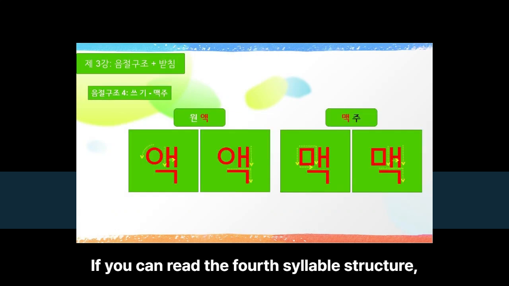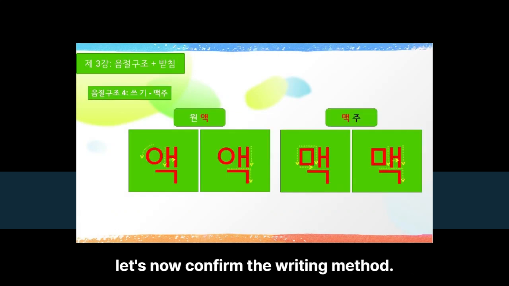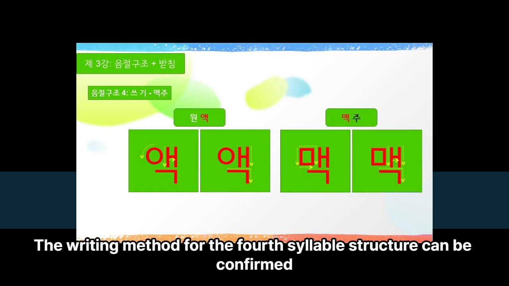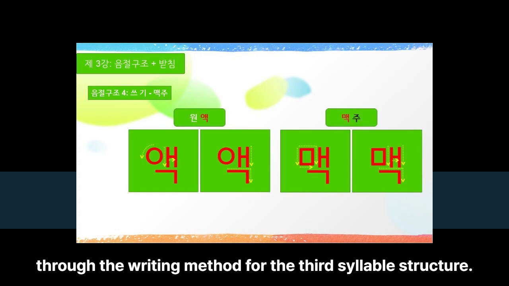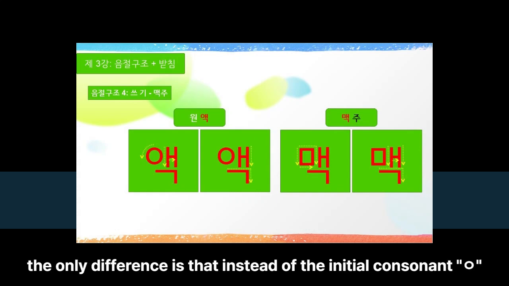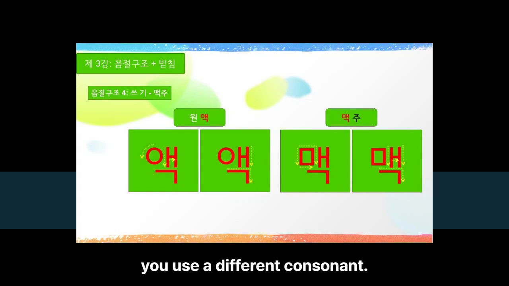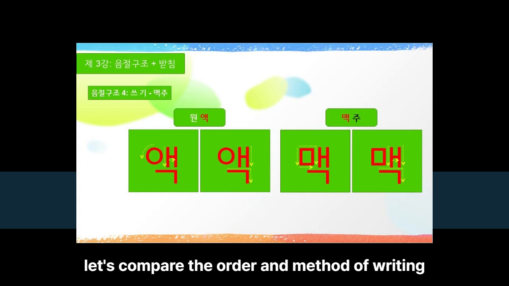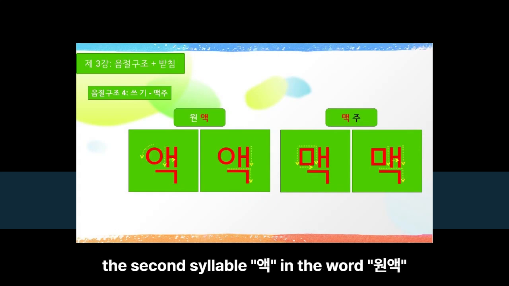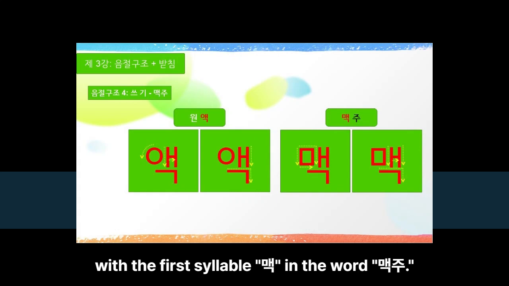If you can read the fourth syllable structure, let's now confirm the writing method. The writing method for the fourth syllable structure can be confirmed through the writing method for the third syllable structure. The only difference is that instead of the initial consonant, ing, you use a different consonant. For example, let's compare the order and method of writing the second syllable, ek, in the word, one ek, with the first syllable, mek, in the word, mekju.